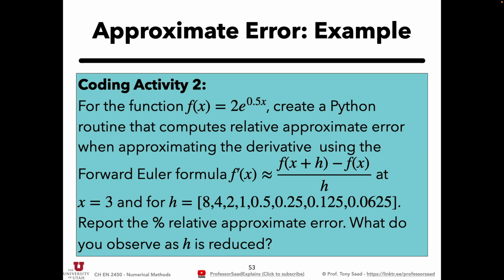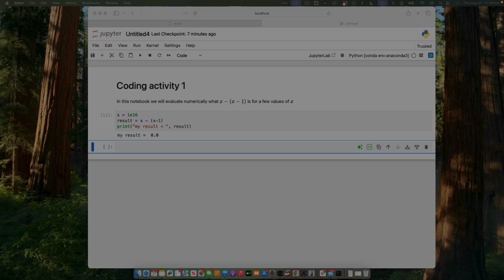So again, for the function f of x equals 2e to the 0.5x, create a Python routine that computes the relative approximate error. But now I have a bunch of values for h, because now you're using Python. Actually, in one of the homework assignments, I'm going to give you 1,000 values for h. You're going to compute them in one shot. Okay? So now we're going to do it for h equal 8, 4, 2, 1, 0.5, etc., and look at the error. So we'll do this in Python.